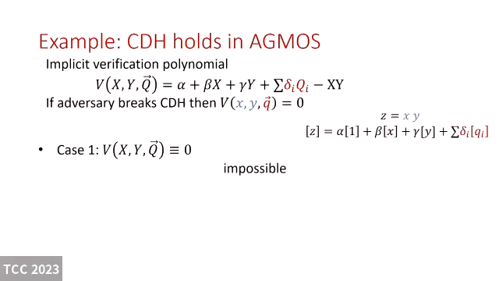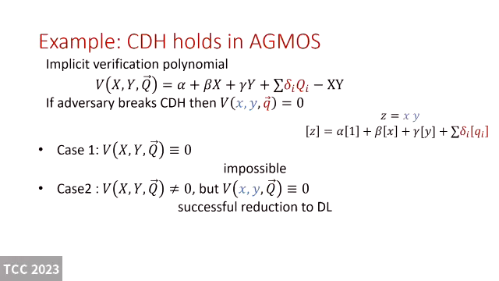Case one says that the verification polynomial is actually 0 as a polynomial, and we can show that this is impossible. Then case two is the case that this verification polynomial is not 0 as a polynomial, but if we evaluate it in x and y, so it's now only a polynomial in the variable that represents the oracle answer, then this second polynomial is 0 as a polynomial. Intuitively, this corresponds to the case where the adversary has not used the oracle group element. And we can show that this happens with negligible probability through a reduction to a discrete logarithm style assumption.